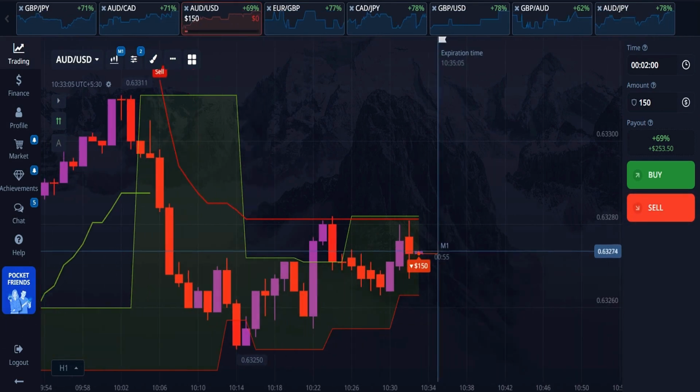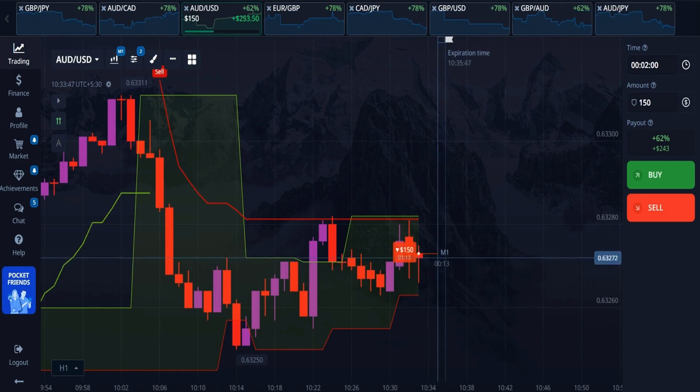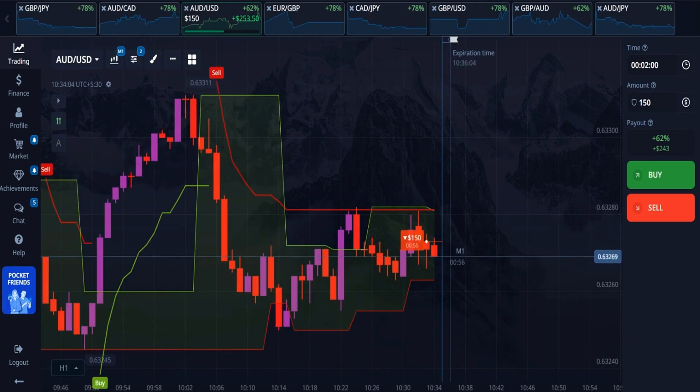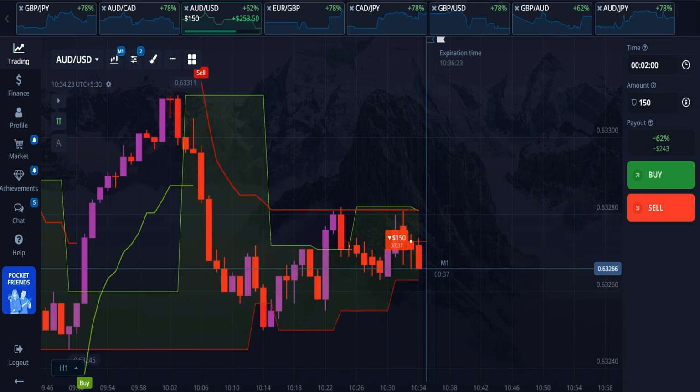I've just entered a sell trade based on our strategy. SuperTrend indicator showed a sell signal. The price touched the upper line of the Fractal Chaos Bands. This is exactly how we apply the strategy. Simple and effective. Before using this strategy with real money, always practice on a demo account first. This helps you understand every detail and build confidence before switching to a real account.